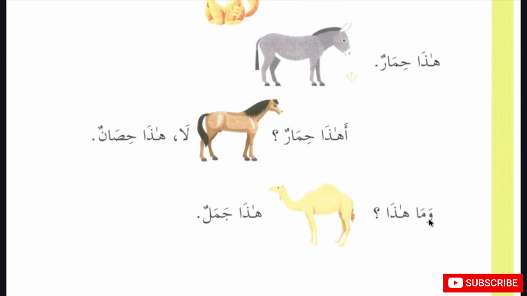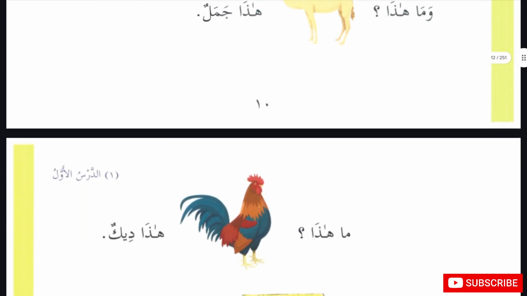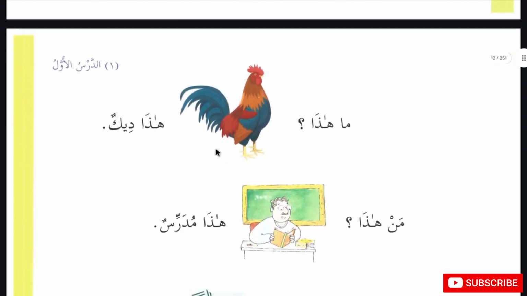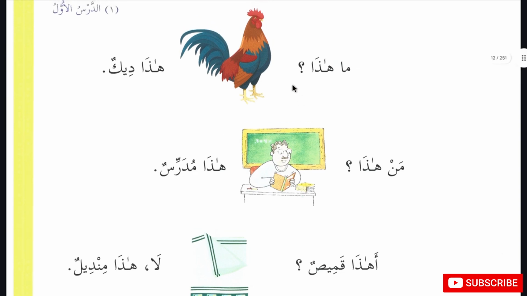وما هذا, and this wa means and here. وما هذا, and what is this? هذا جمل. This is a camel. ما هذا? What is this? هذا ديك. This is a rooster. من هذا? Who is this? هذا مدرس. This is a teacher. By the way, this is also an animal, so it doesn't have aql, so we don't say man, we say ma.